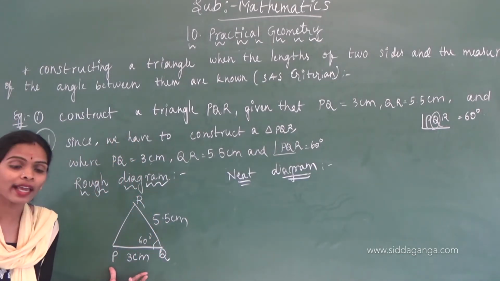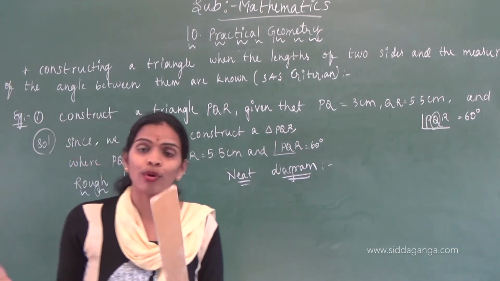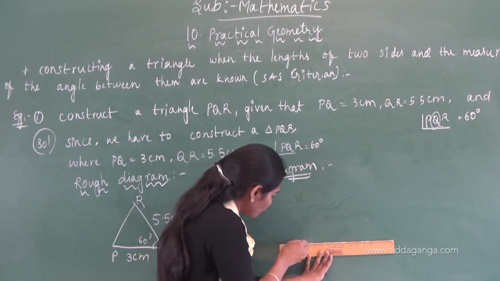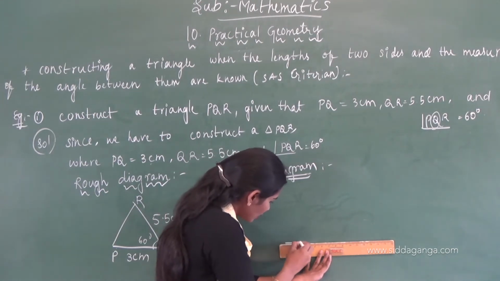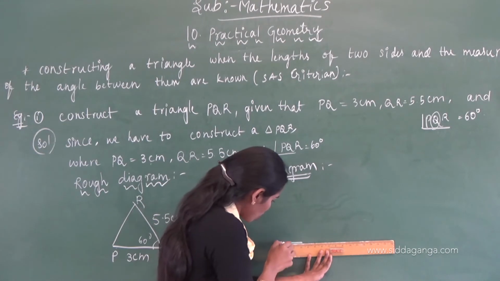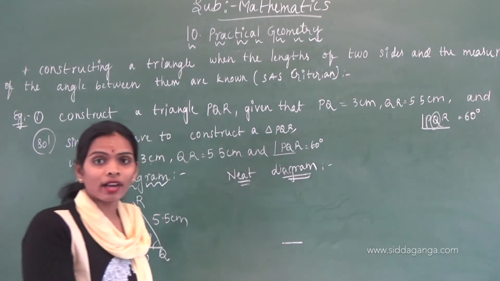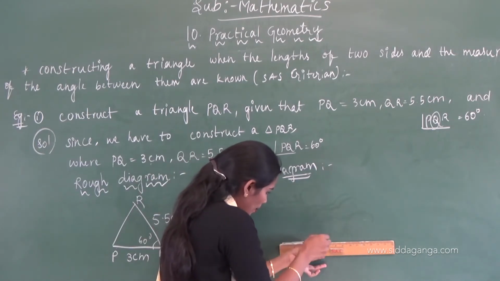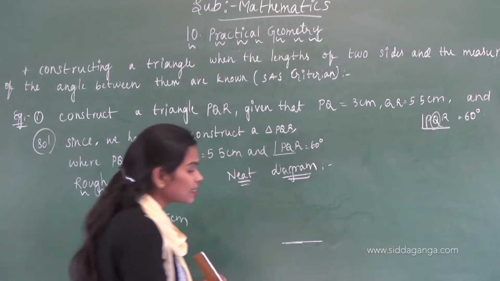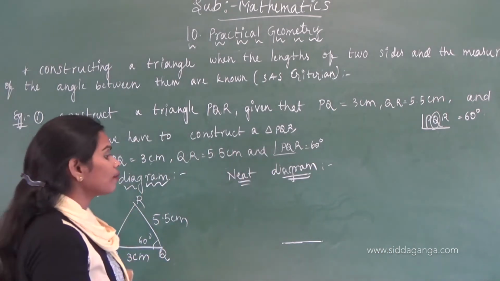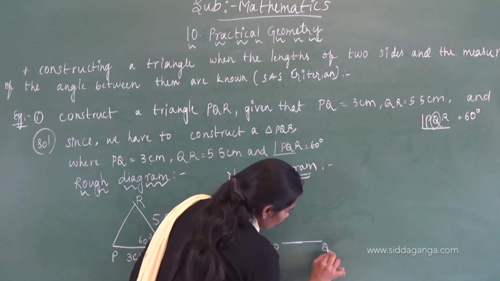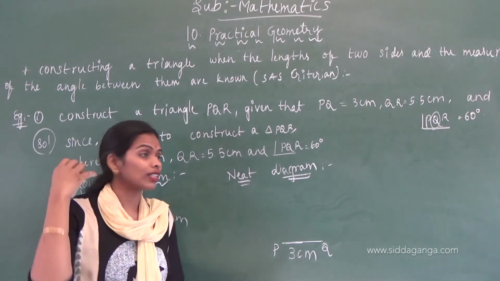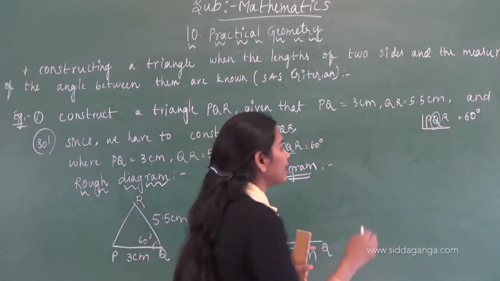PQ, what we have to take, 3 centimeters. Take a ruler and draw a line segment of length 3 centimeters. I am using this one. This is a line segment of length 3 centimeters.